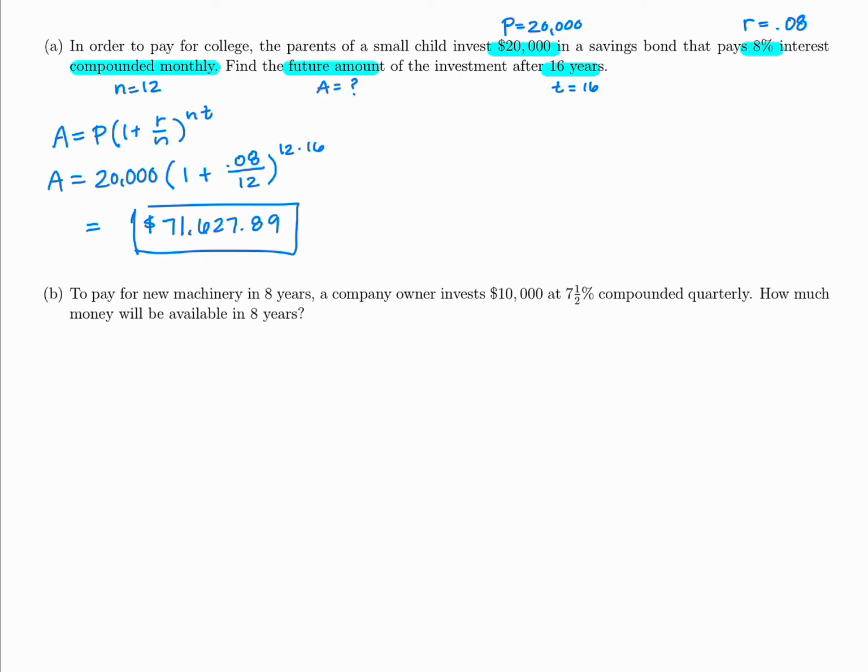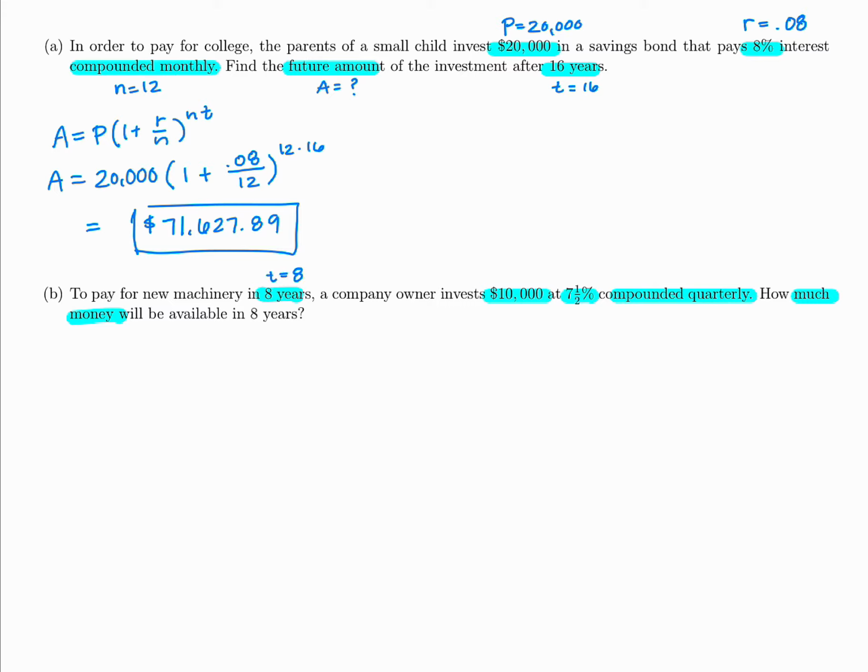Okay, so it says to pay for new machinery in 8 years. So let's highlight as we go. In 8 years, a company invests $10,000 at 7.5% compounded quarterly. How much money will be available in 8 years? Well, the 8 years we've already looked at. So let's go through and write what each of these stands for. So 8 years, this is my T value.